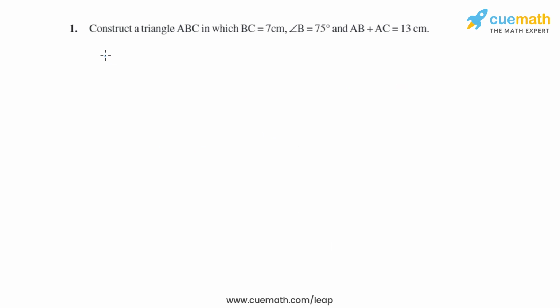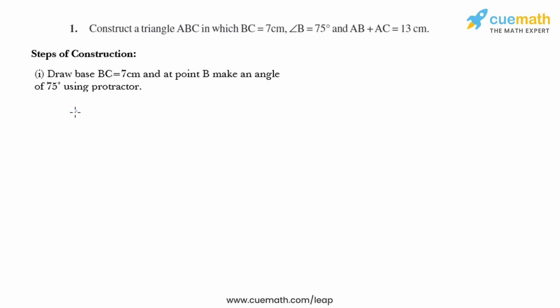Question 1 of this exercise says, construct a triangle ABC in which BC equals 7 cm, angle B equals 75 degrees and AB plus AC equals 13 cm. So let's start with the steps of construction. Draw base BC equals 7 cm and at point B make an angle of 75 degrees using a protractor.